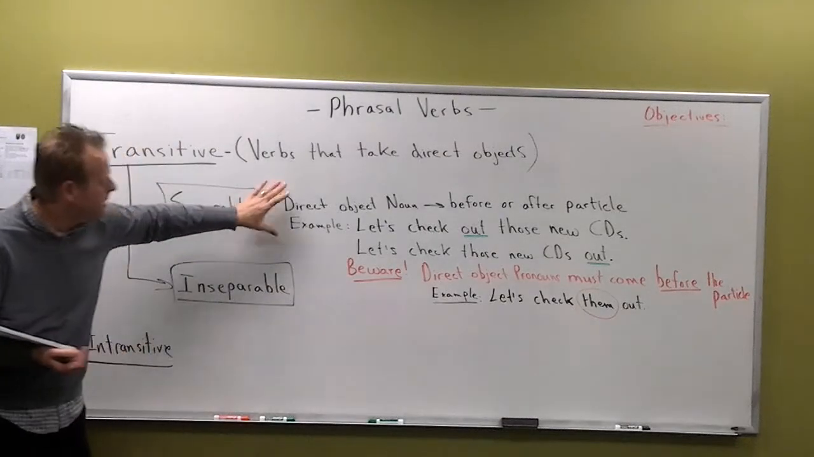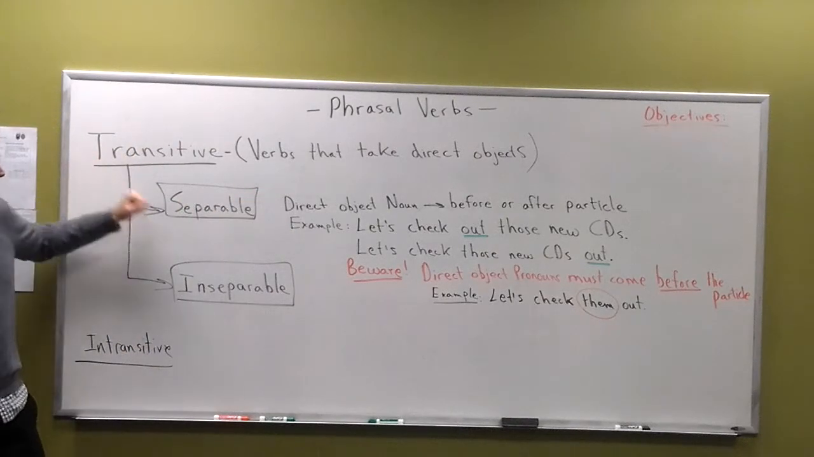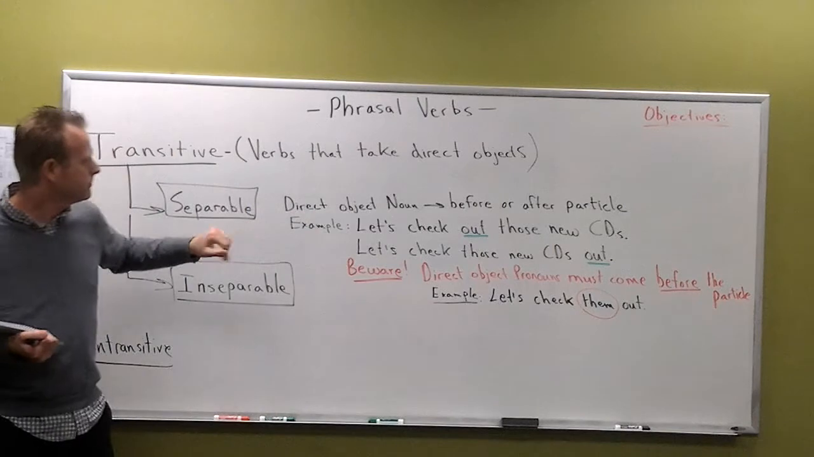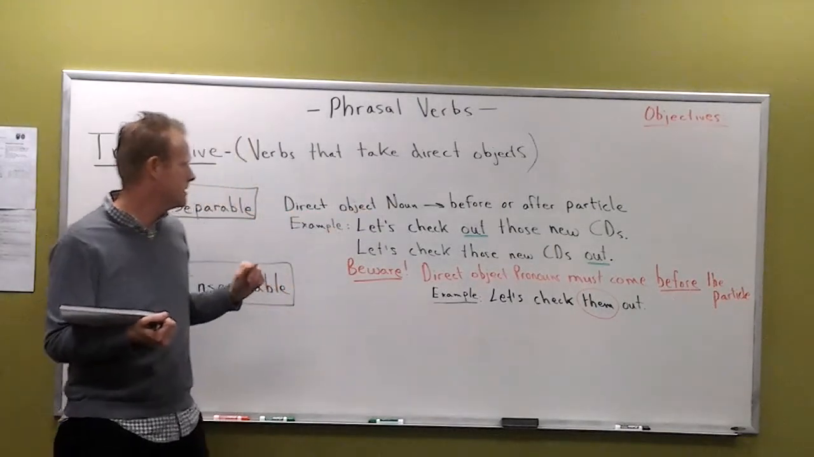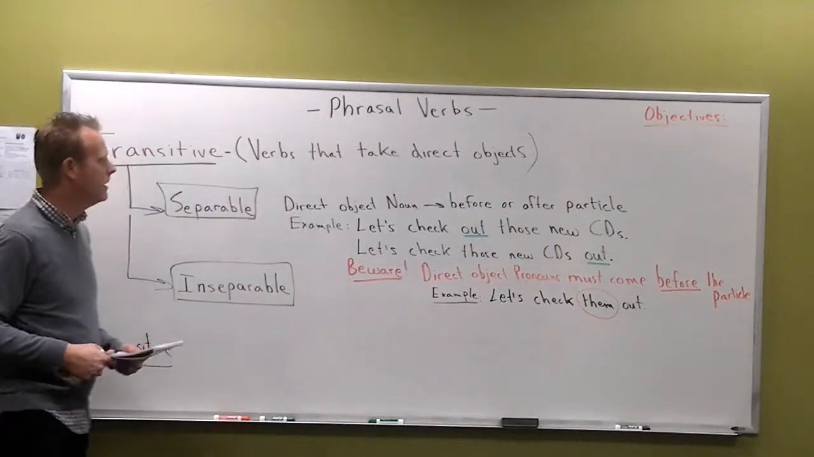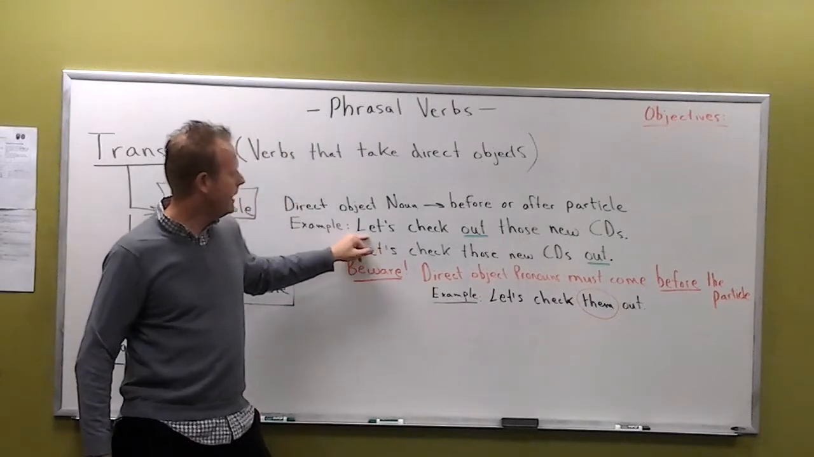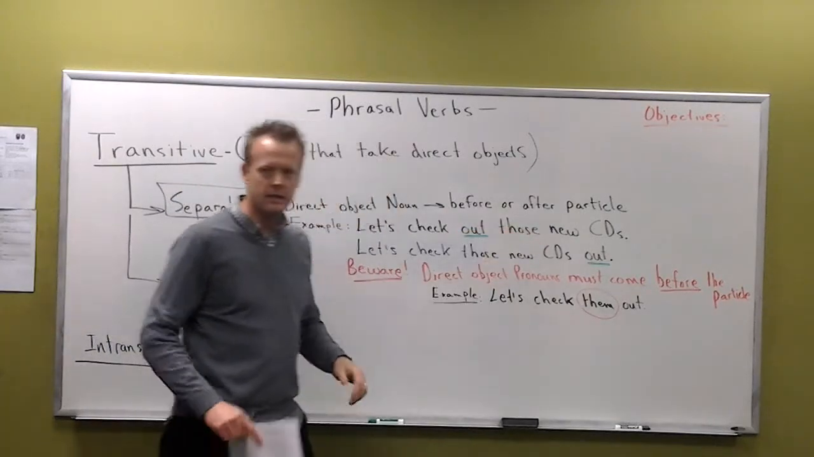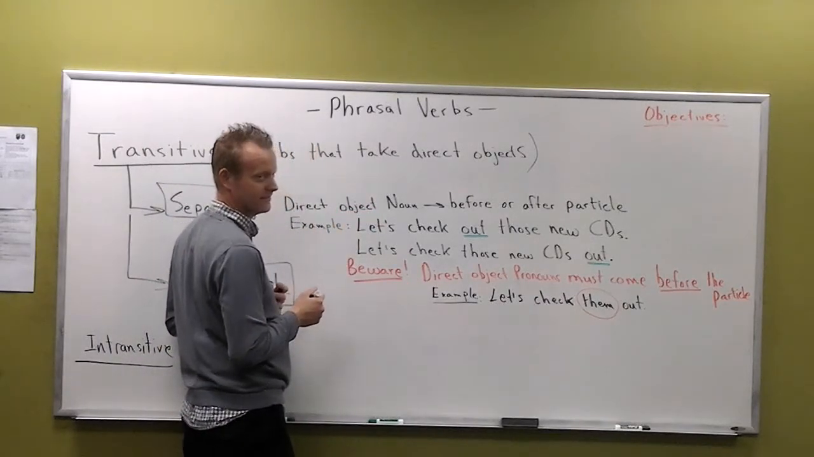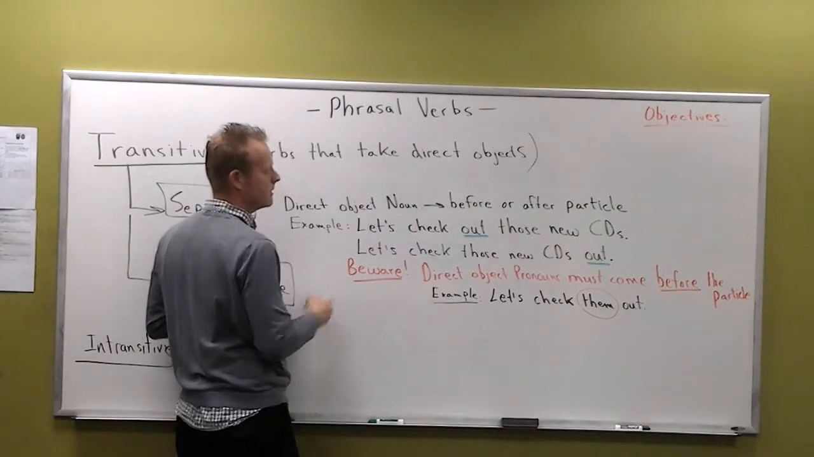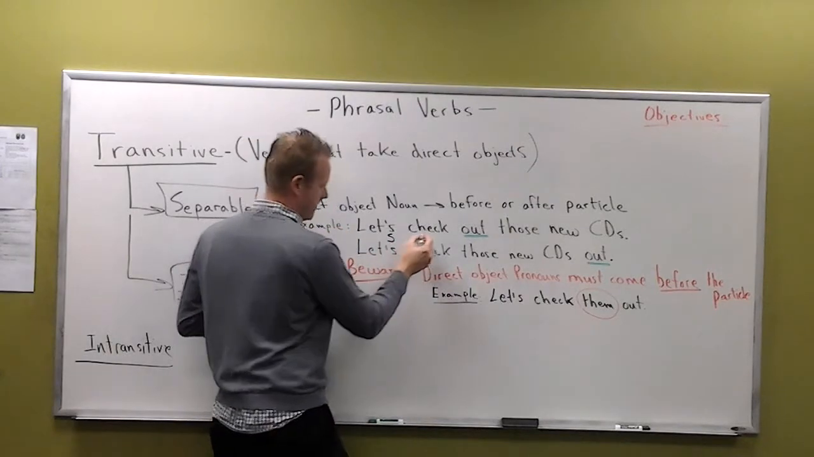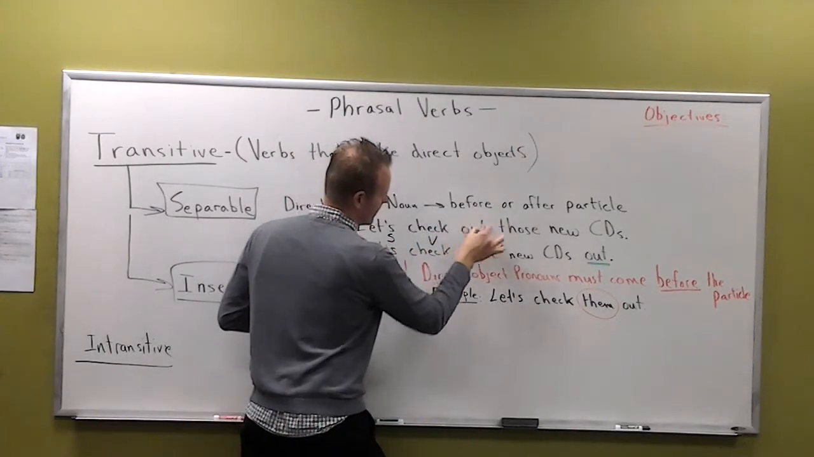All right, so let's take a look at an example of a transitive separable phrasal verb. All right, here's the rule. Direct object nouns can go before or after the particle. So let's take a look at the sentence. Let's check out those new CDs. Where's the subject? Us, right? Let's. Where's the verb? Check.